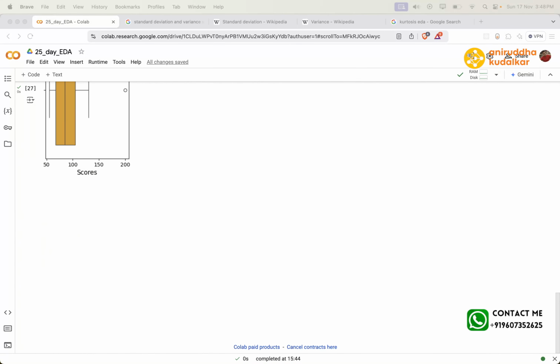Okay. Now what is the multivariate? Multivariate non-graphical we will see first. And multivariate graphical is all about the plots. We are going to put the plots. Okay. Any question guys on this part?